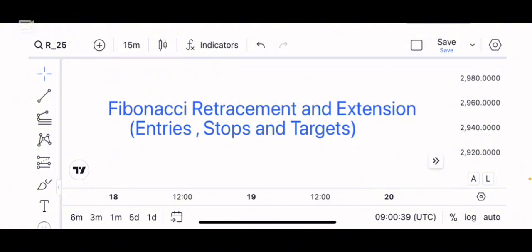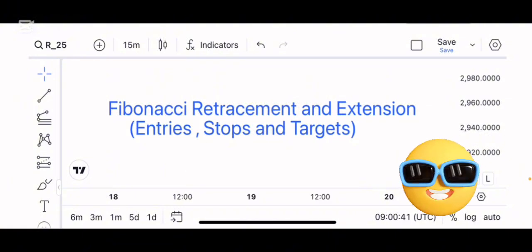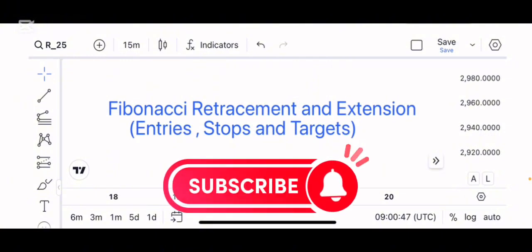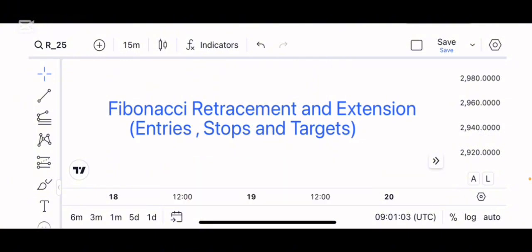So in this video, you're going to learn how to use the Fibonacci retracement tool and the extension tool to determine entries, stops, and targets. You're also going to learn about the different kinds of retracements and how to use this Fibonacci retracement tool to take very good entries. This is a full strategy video. You're going to learn everything on how to use this Fibonacci.